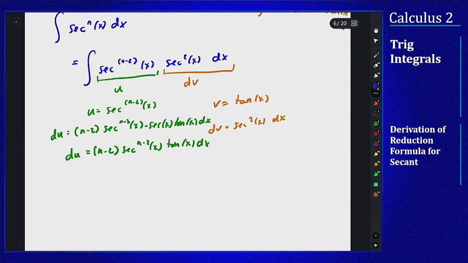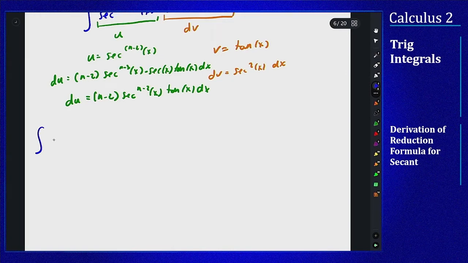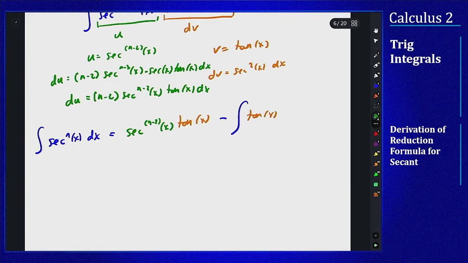My formula says that the integral of secant to the n of x dx equals uv, secant to the n minus 2 of x times tangent of x, and then minus the integral of v times du. So tangent of x times this entire du expression. I can combine some powers in that last term, putting the two tangents together to make tangent squared, as well as bringing the n minus 2 outside the integral.